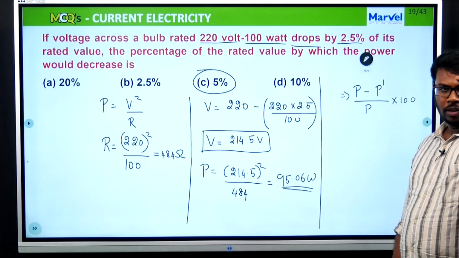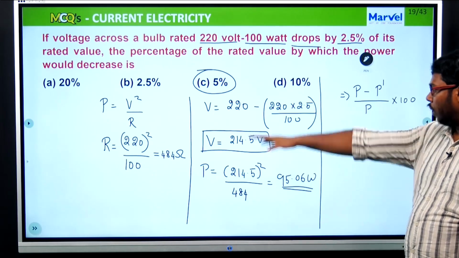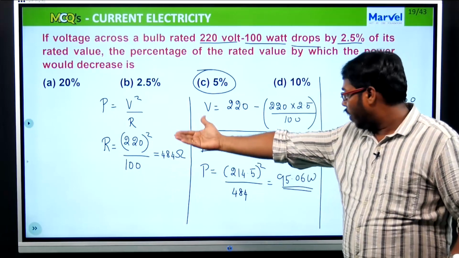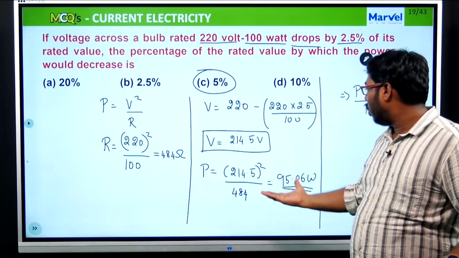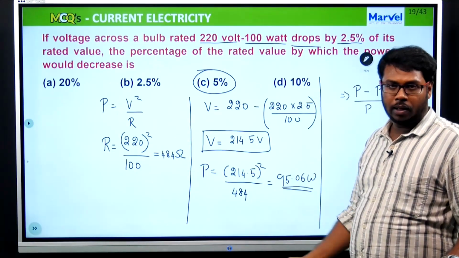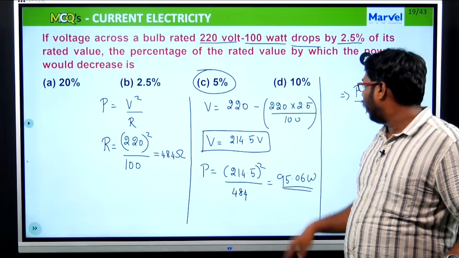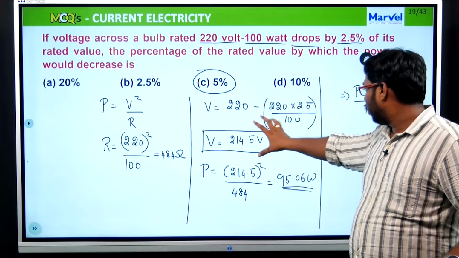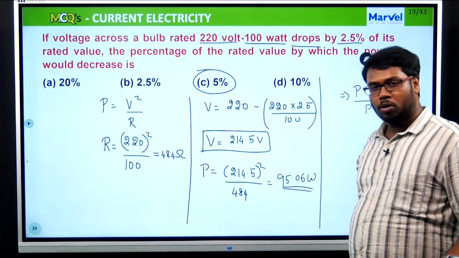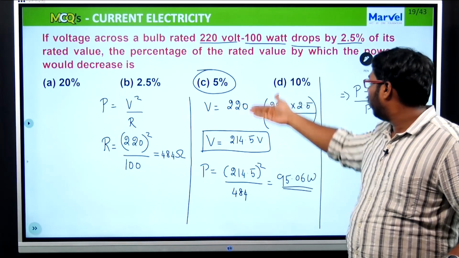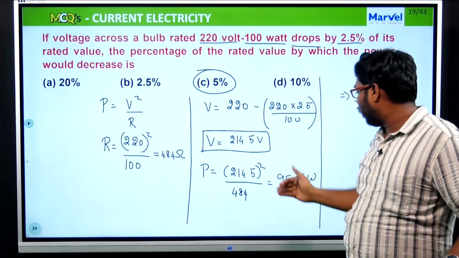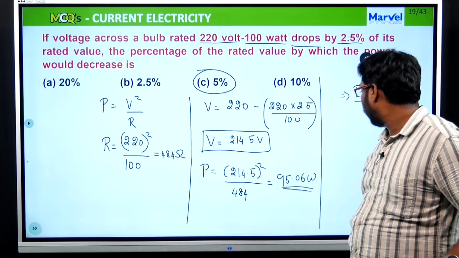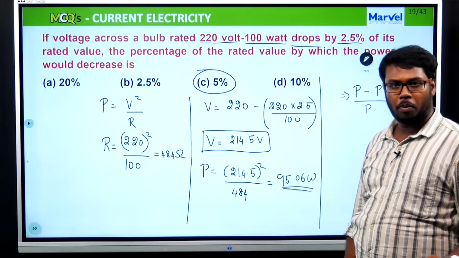Again, the first thing that you have to do is calculate the resistance of the bulb and then use that value to find the value of the power. Find the reduced power when your voltage decreases by 2.5%, then take the difference between the initial and the reduced power and find the percentage. This is how things really work with this particular problem.